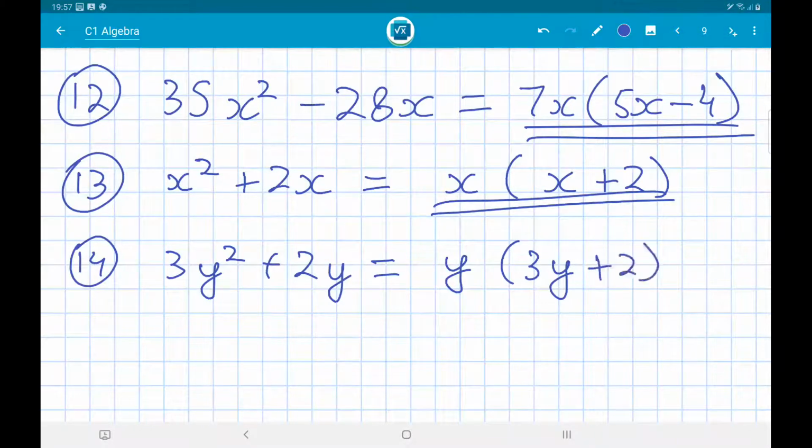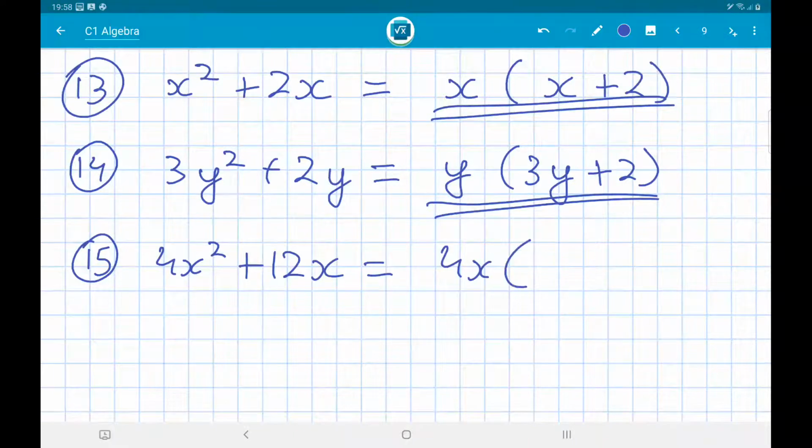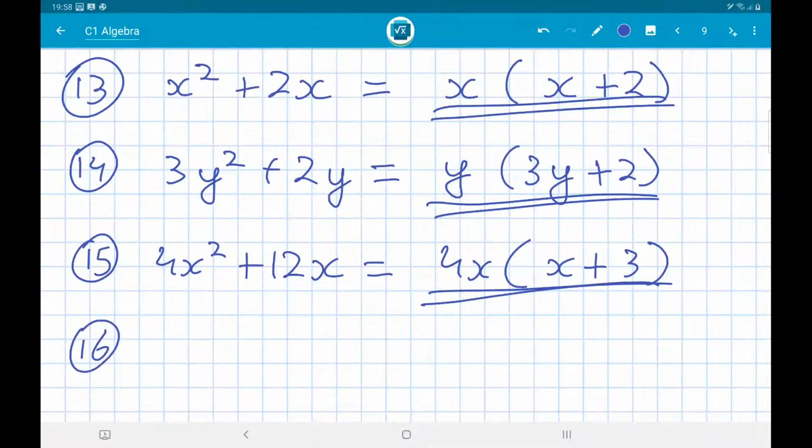3y plus 2, that one. Yay, 15. 4x squared plus 12x is equal to, simplify this one, 4x, and you get x plus 3. I do believe so. 16.